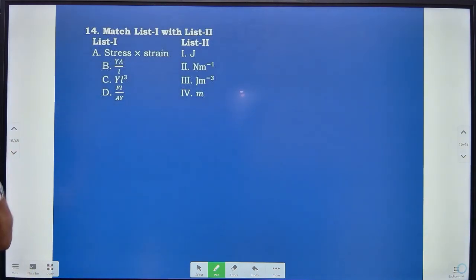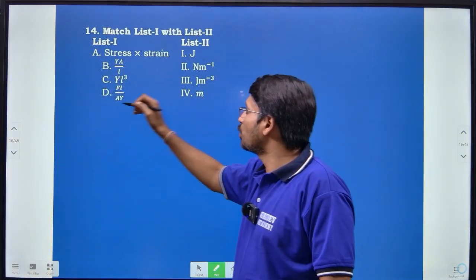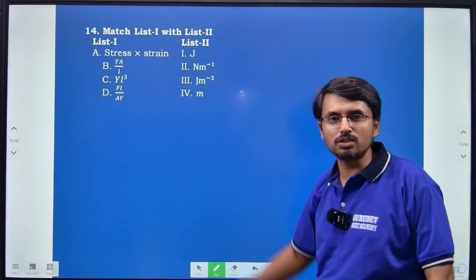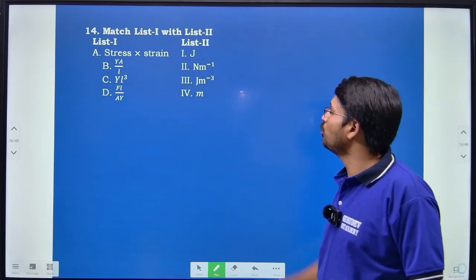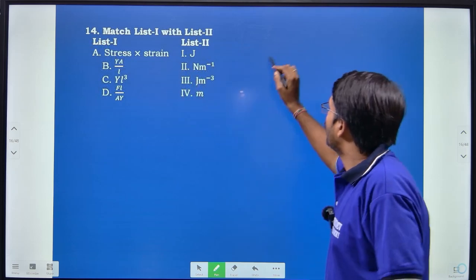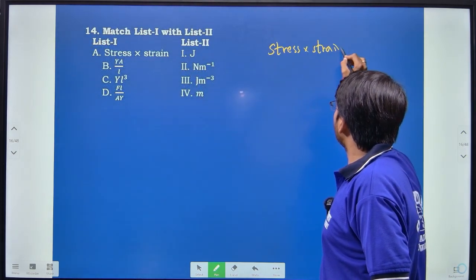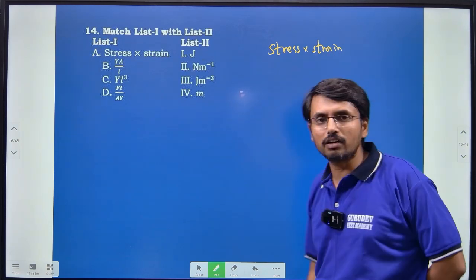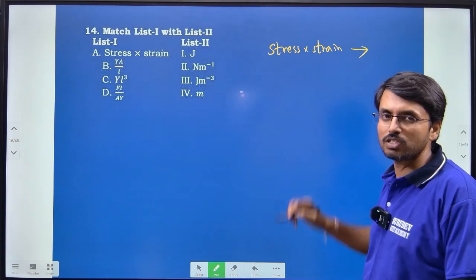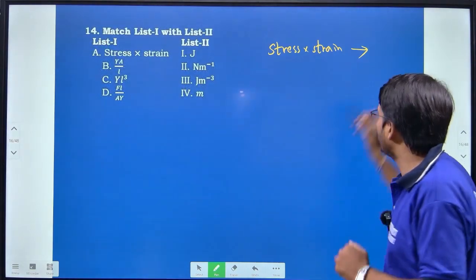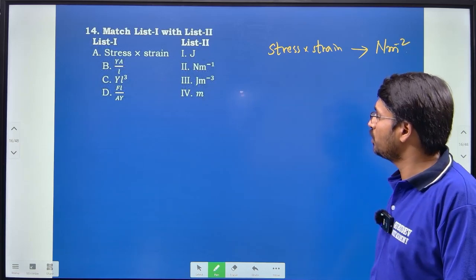Okay, so match the following. Here we should have given the options, but by mistake that option is not available, so we'll just find the dimensions and move on. Stress into strain. What does stress into strain give us? We know that strain is a dimensionless quantity, and stress is force per unit area, so that is Newton per meter square. Do we have an option with Newton per meter square in this particular case?